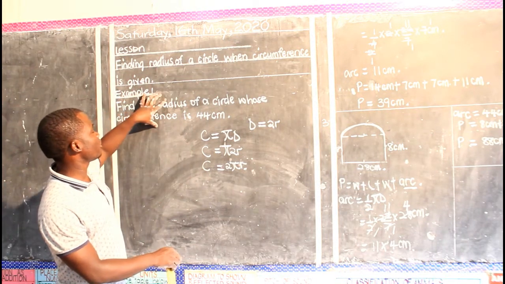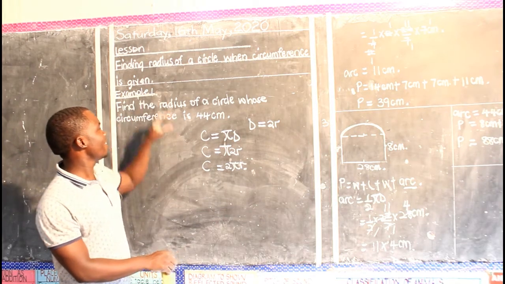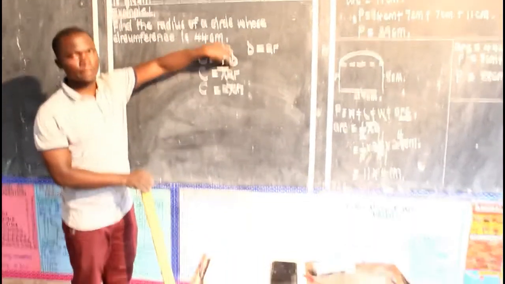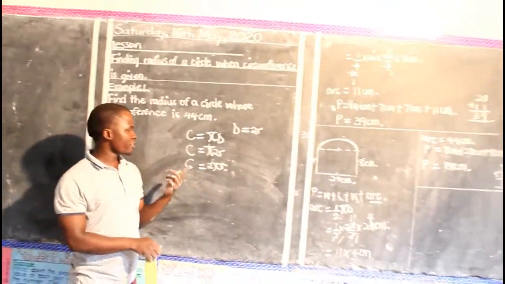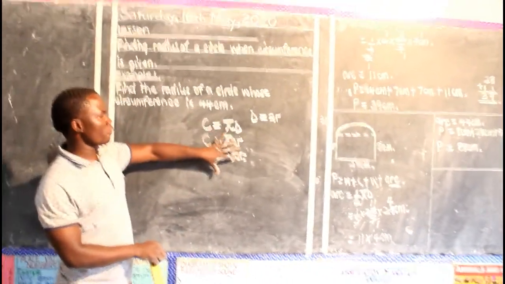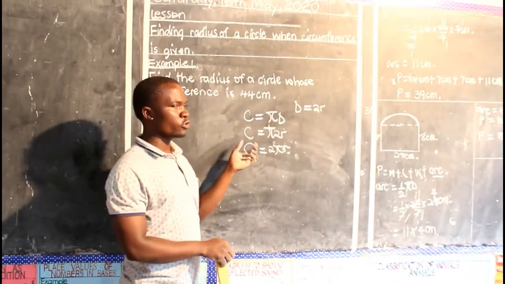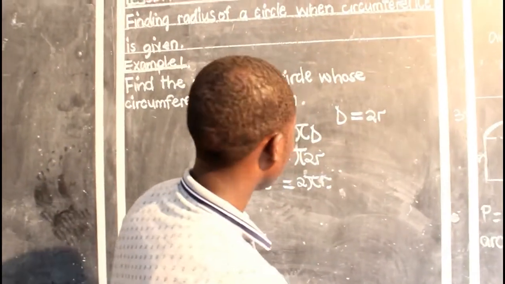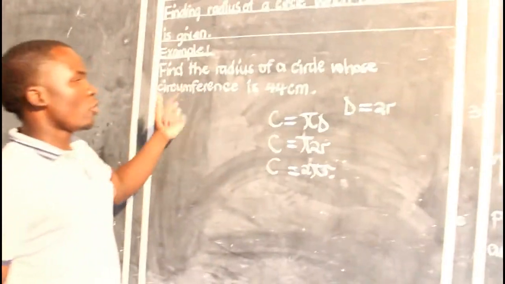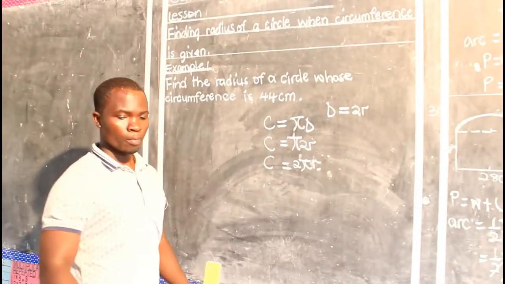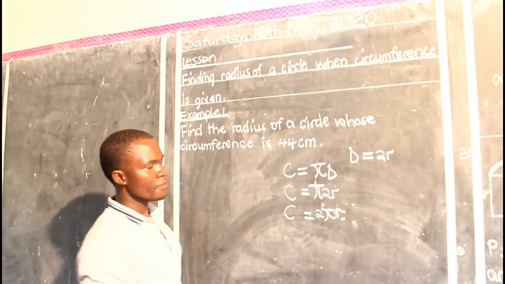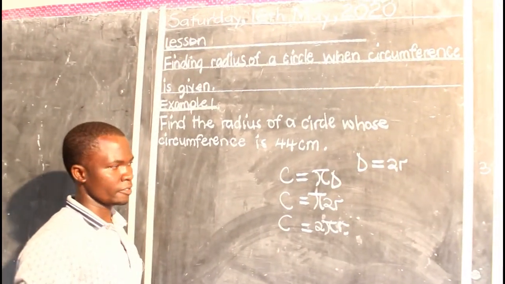Because what is in the question is radius. If it was diameter, we could have used this one here. So, boys and girls, these are the formulas for circumference, but we are going to use this one here. So, we are now going to answer our question, which is asking for radius given the circumference.